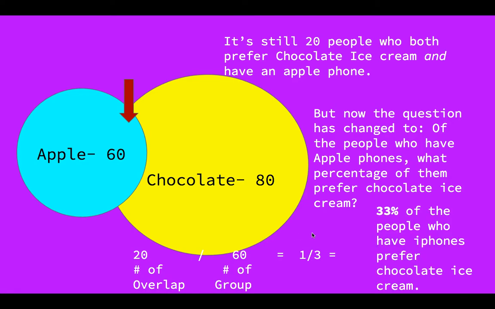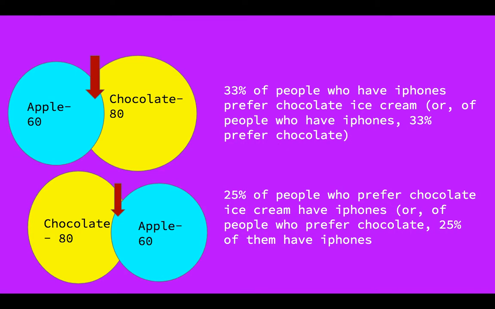So it's 1/3, so it's 33% of the people who have iPhones prefer chocolate ice cream. Look, I know that this is a little bit of a confusing thing to get, right? And also, who cares about iPhones and chocolate ice cream flavors, right? This is not an interesting statistical issue, but we'll get to something a little bit more interesting in a minute.